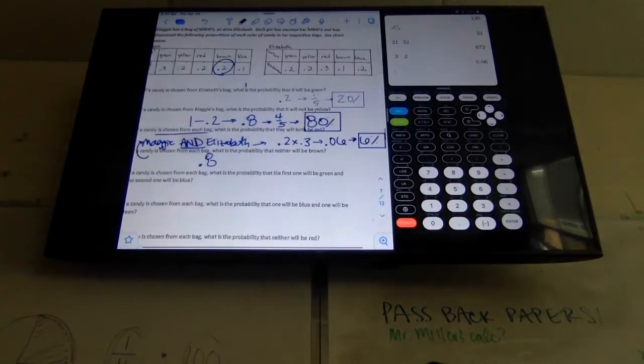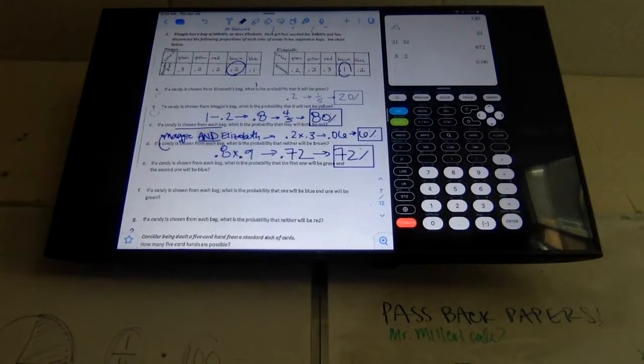And then what's the probability it will not be brown from Elizabeth's bag? 0.9, because I'm gonna do 1 minus 0.1. So 0.8 times 0.9, and that's 0.72, which is 72%. It's a pretty big percentage.